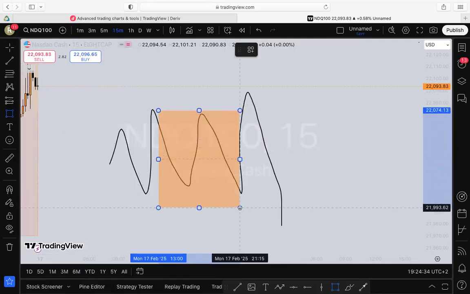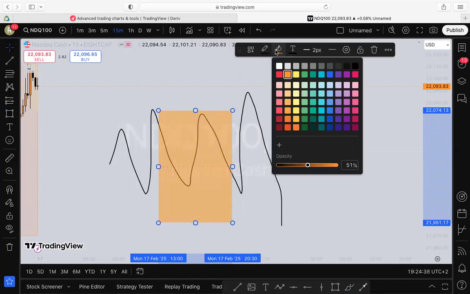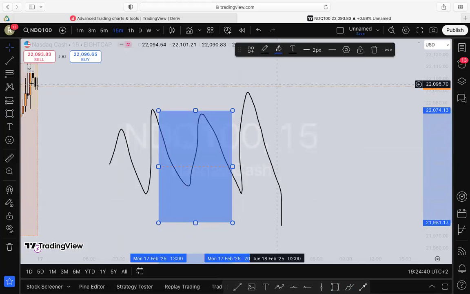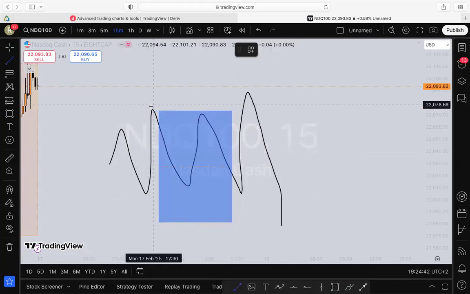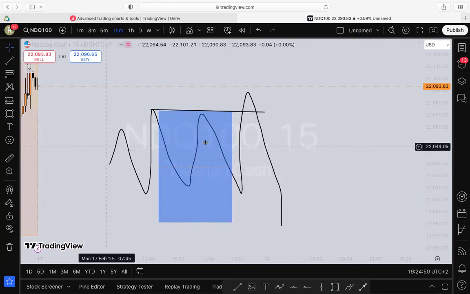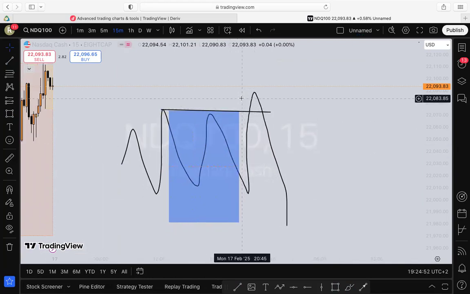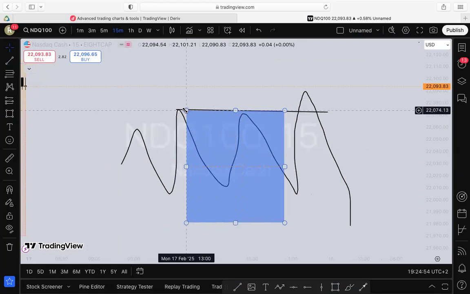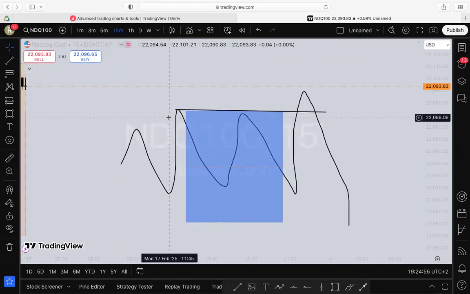Mark out your high of London. There's the high of London. Let's take this one as the high of London. You mark out your high of London, right? After marking your high of London, you monitor here. By monitoring here, the market must break here with the what? With the wick, right?